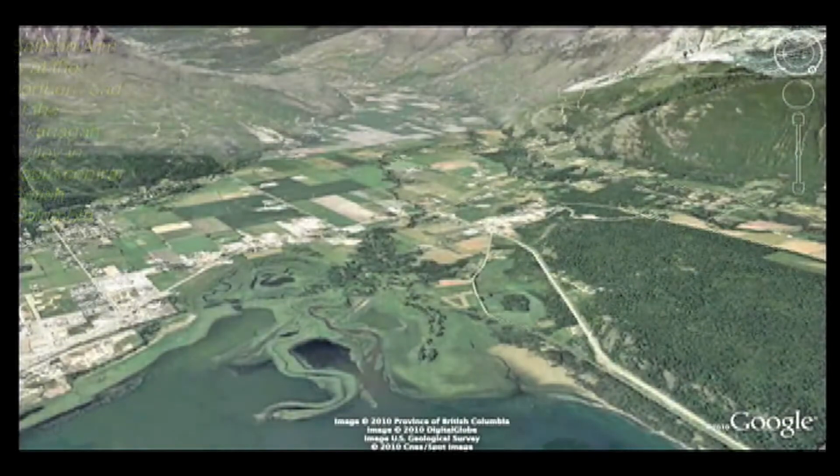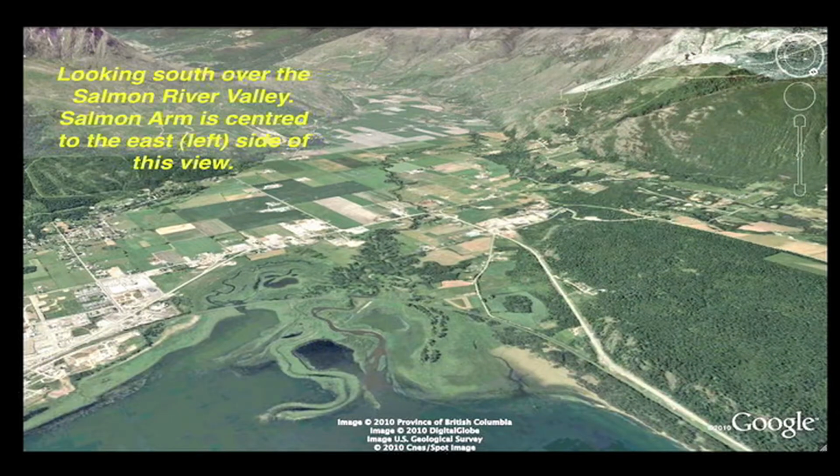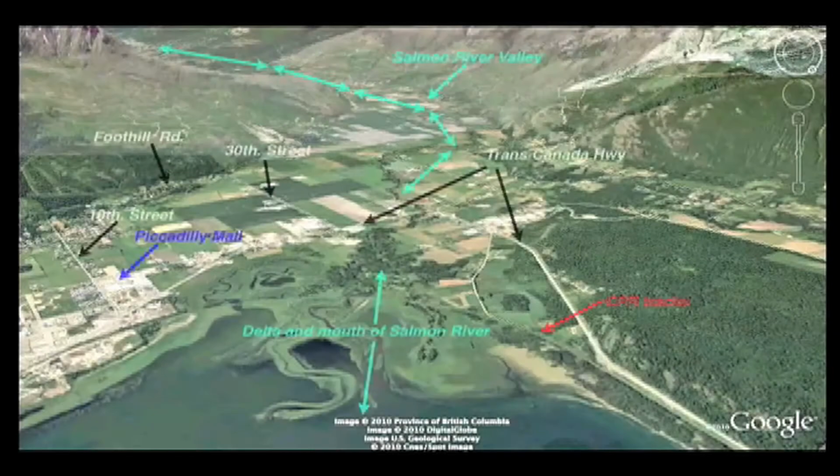Looking south over the Salmon River Valley, Salmon Arm is centered to the east, or the left side, of this view. Several landmarks at the western end of the city are labelled. The Trans-Canada Highway passes over the river at the highway's sharp bend in the centre of the picture.